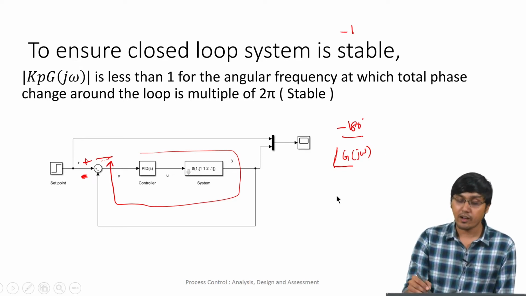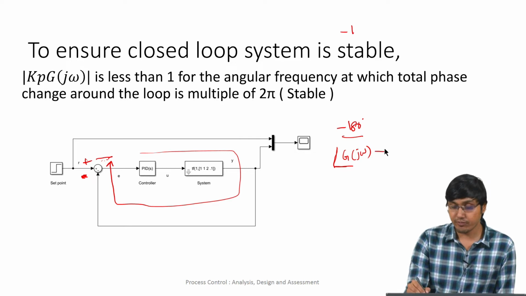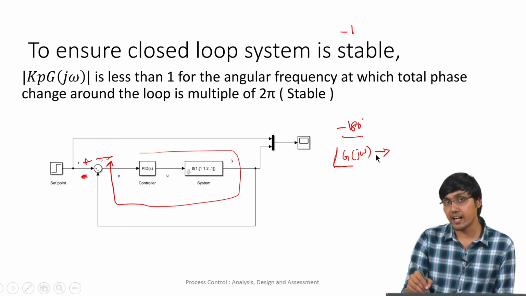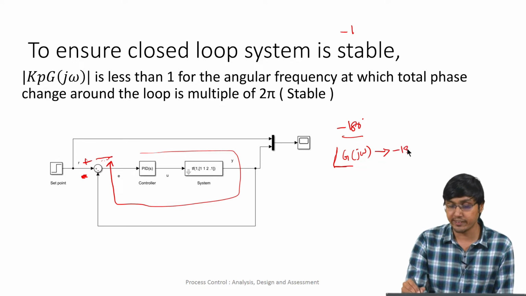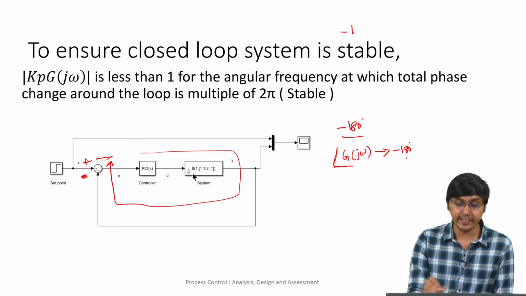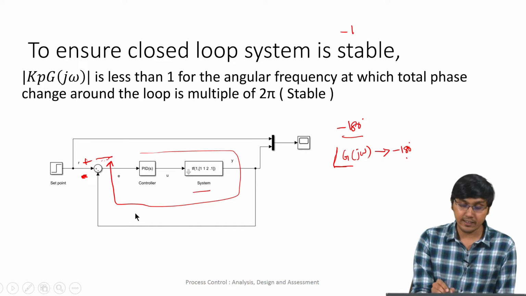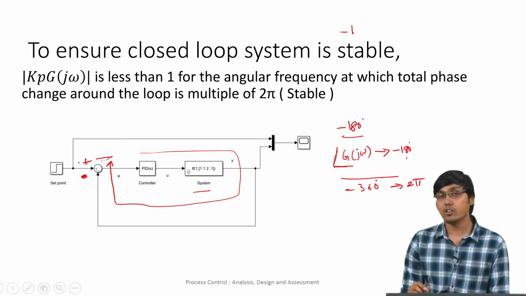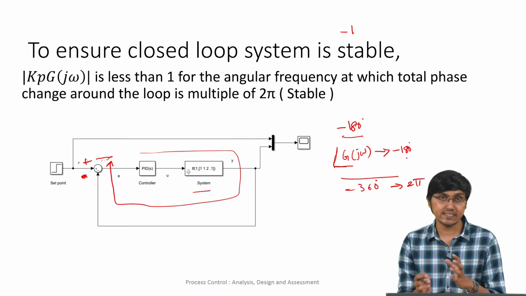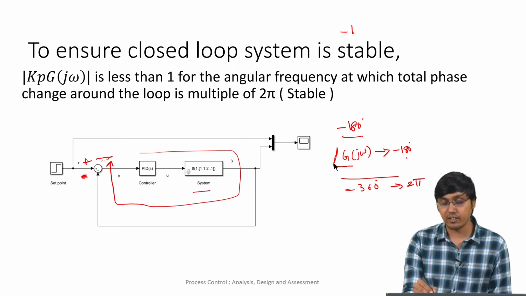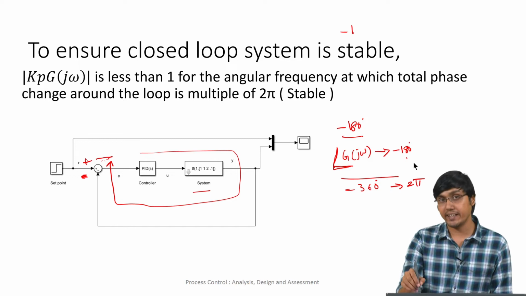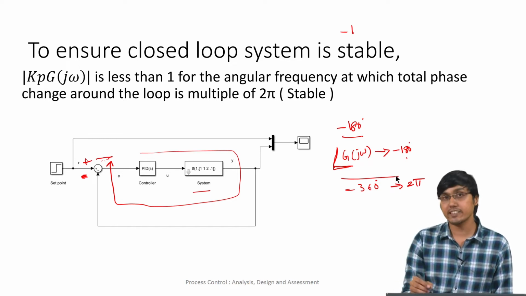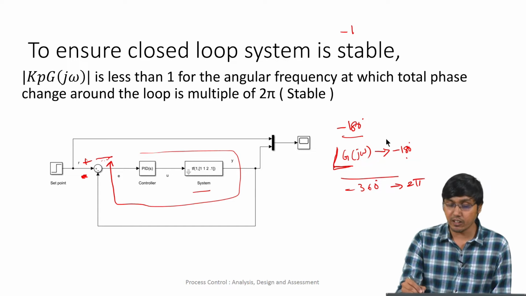So for some particular frequency, if this angle of g of j omega is going to be minus 180 degrees again, then this minus 180 degrees due to this particular system is going to get added to the other minus 180 degrees to be minus 360 degrees, which is a multiple of 2 pi, right. Since this becomes a multiple of 2 pi, this particular frequency at which the phase angle is minus 180 degrees is of some importance, and that particular frequency we call the critical frequency.